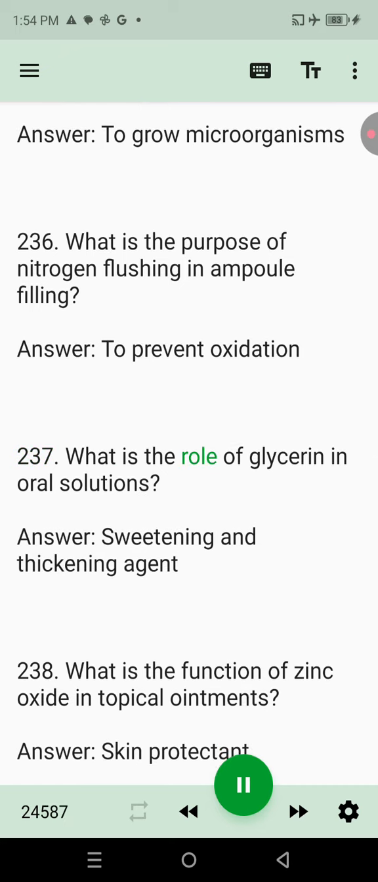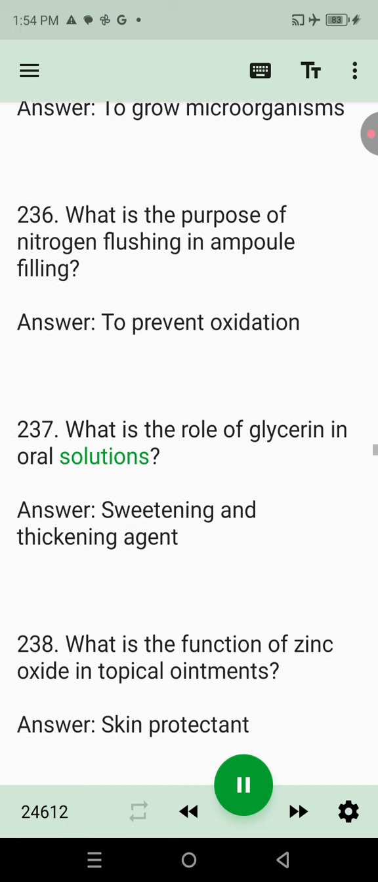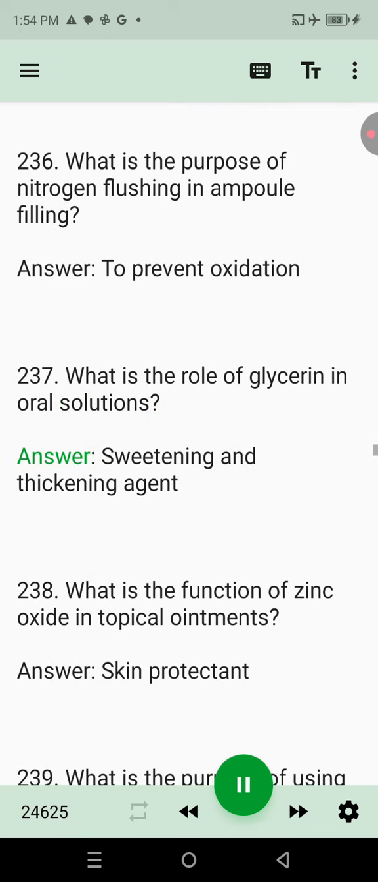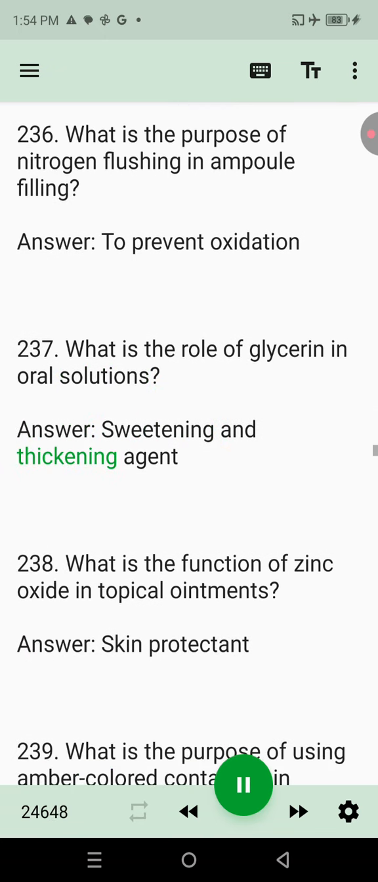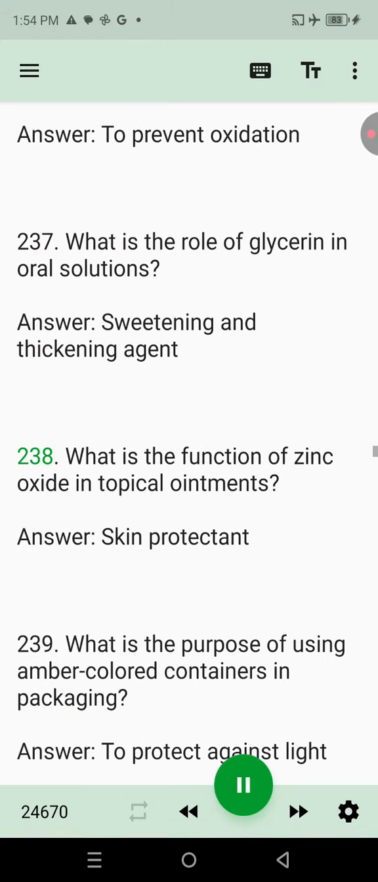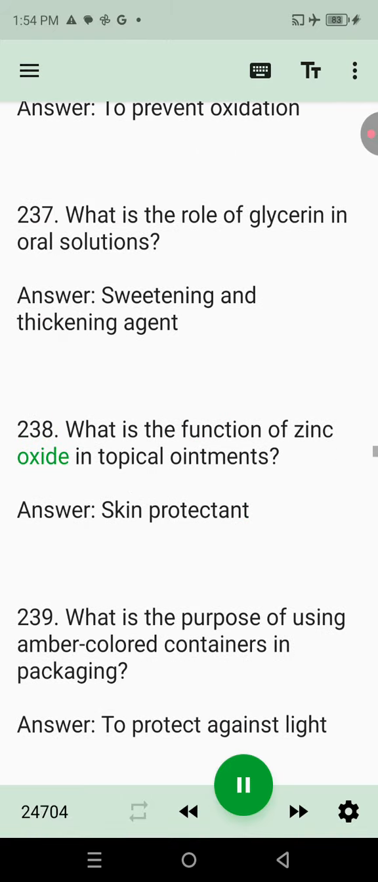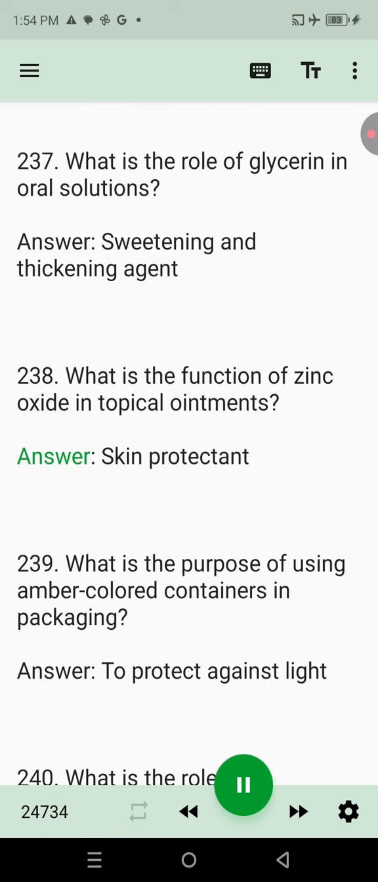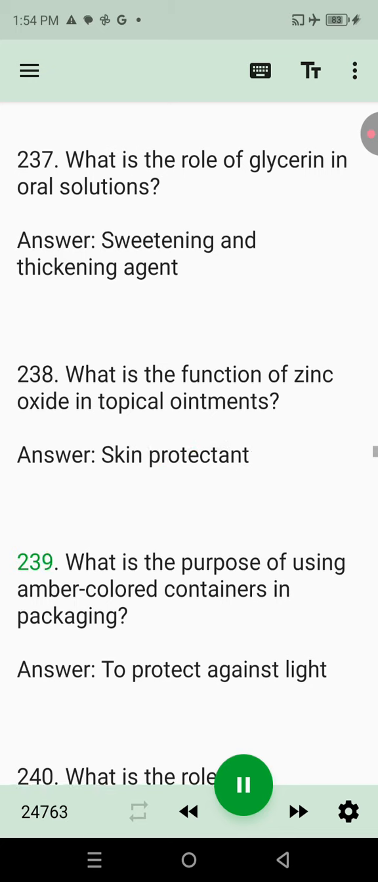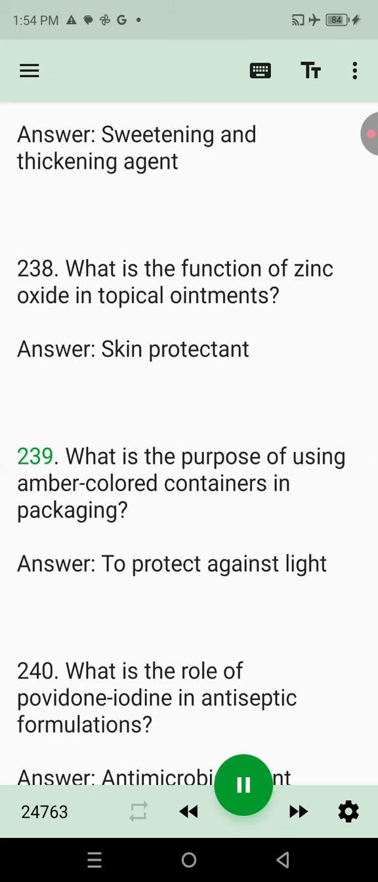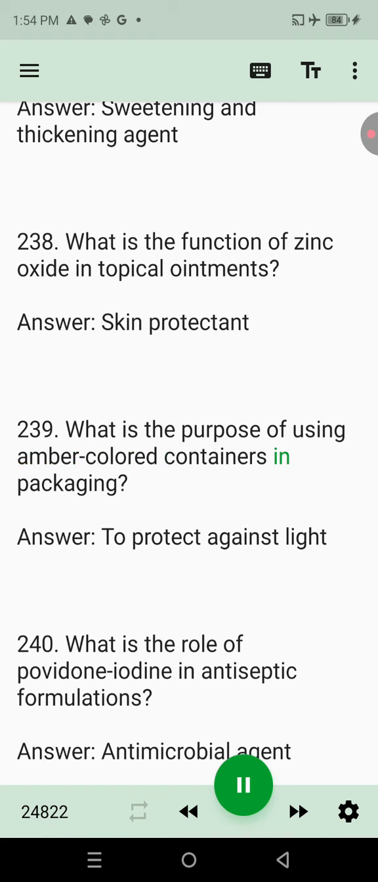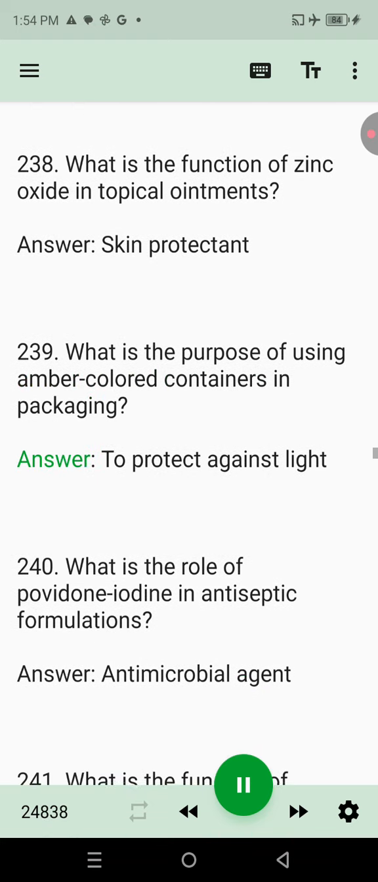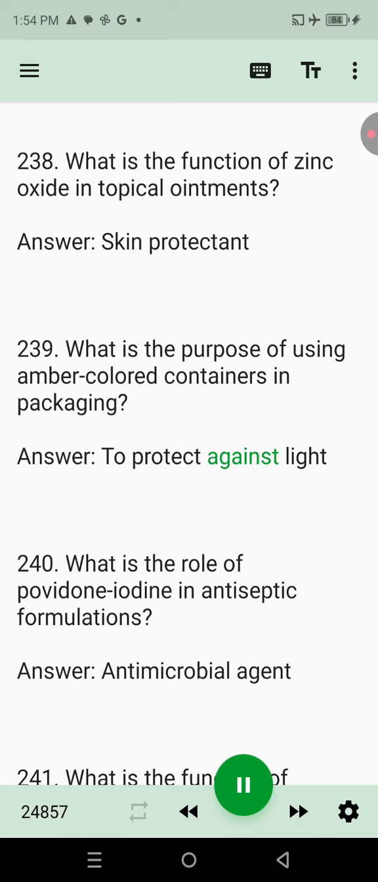237. What is the role of glycerin in oral solutions? Answer: sweetening and thickening agent. 238. What is the function of zinc oxide in topical ointments? Answer: skin protectant. 239. What is the purpose of using amber-colored containers in packaging? Answer: to protect against light.